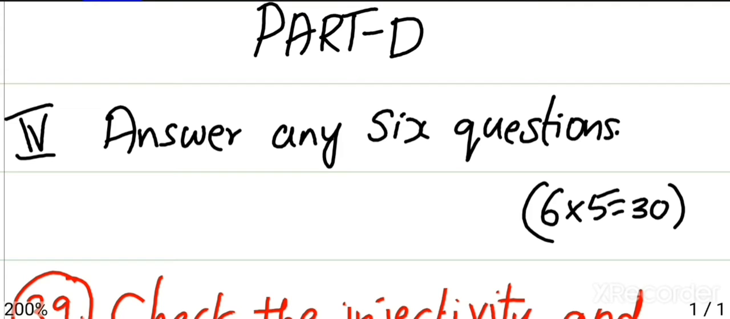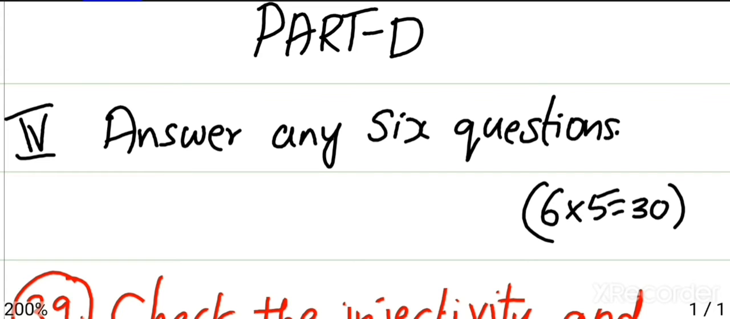Hello students, here I am with model question paper 1, Karnataka Board, NCERT, second PUC mathematics. In part 1 and part 2 I have discussed 1 mark, 2 mark and 3 mark questions. Now I am going to do part 3, where I am going to discuss 5 mark questions.